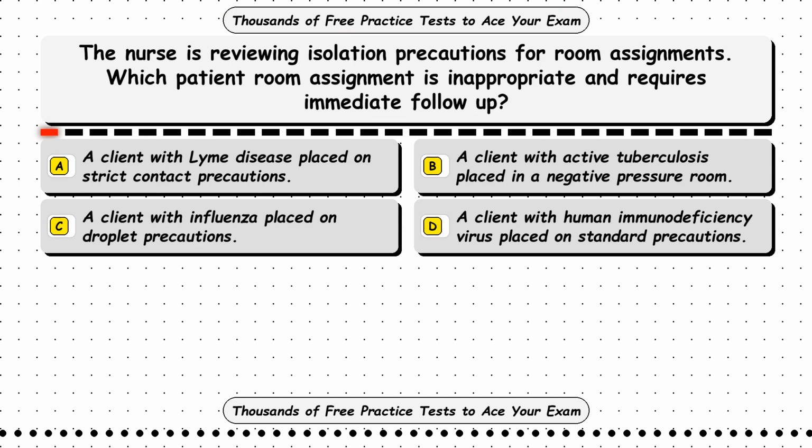Question 56. The nurse is reviewing isolation precautions for room assignments. Which patient room assignment is inappropriate and requires immediate follow-up? Option A. A client with Lyme disease placed on strict contact precautions. Option B. A client with active tuberculosis placed in a negative pressure room. Option C. A client with influenza placed on droplet precautions. Option D. A client with human immunodeficiency virus placed on standard precautions.